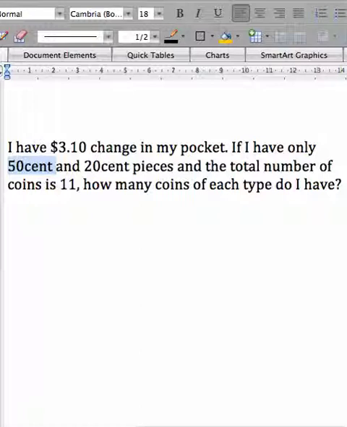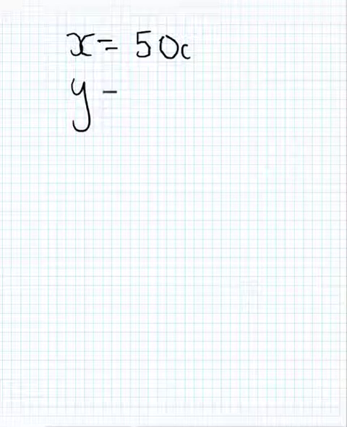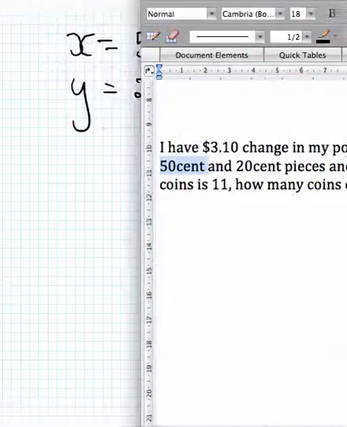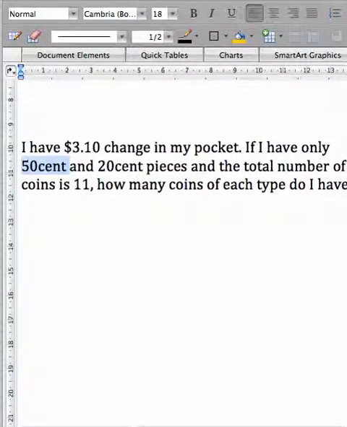So first of all, let's identify our variables. We can use x and y. x can be the 50-cent pieces and y could just be the 20-cent pieces. So I've identified what they represent, and now I have to come up with two equations from the information given. Doing this one for the first time is a bit tricky, so we'll do it step by step.